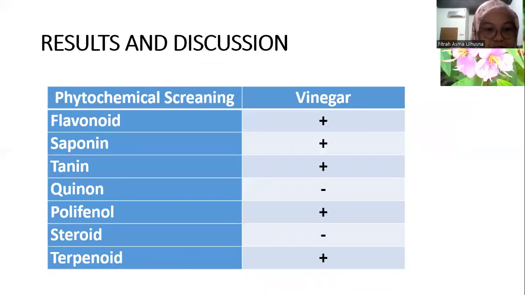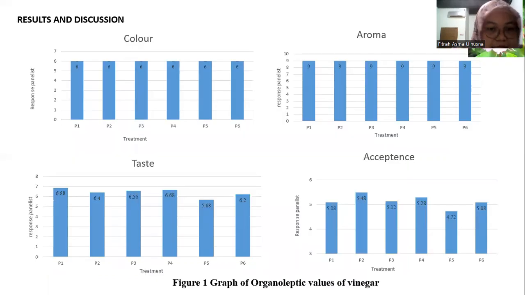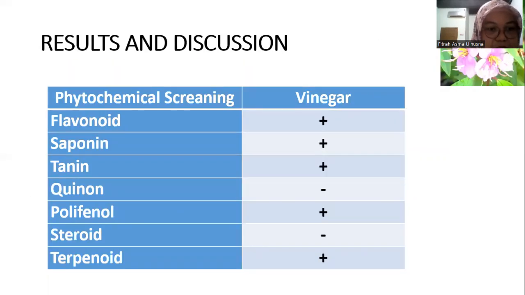Results and discussion. The result of phytochemical examination of melastoma showed the presence of flavonoid, saponin, tannin, polyphenol, and terpenoid, but tested negative for the presence of quinone and steroid. This phytochemical profile examination is intended to give an idea or to find out the group of compounds contained in general in melastoma vinegar.